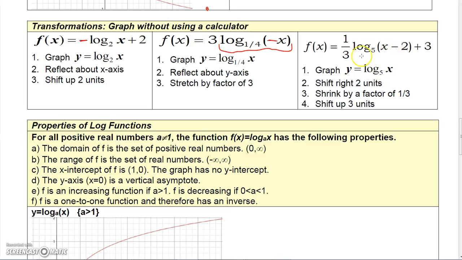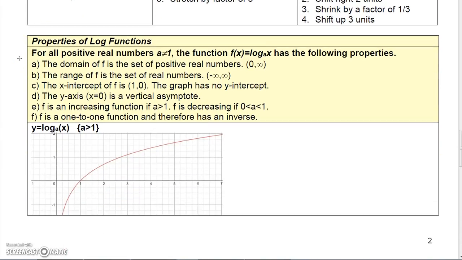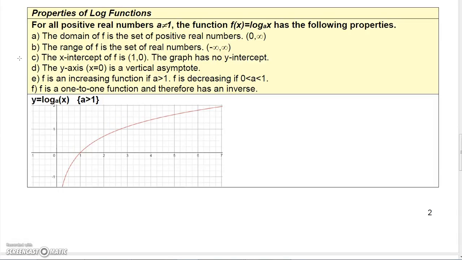And then this one, if you know how to graph the log of x base 5, when you replace x with x minus 2, that just shifts it to the right 2 units, and then the 1/3 shrinks it by a factor of 1/3, and then the plus 3 shifts it up. Obviously, you can graph these on a graphing utility to see that action.